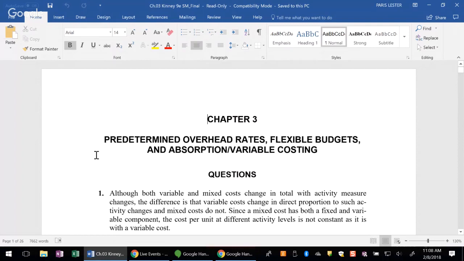Prepare a schedule of cost of goods manufactured. All right, what do you put on the statement of cost of goods manufactured?